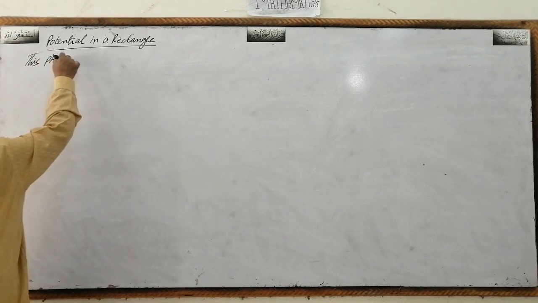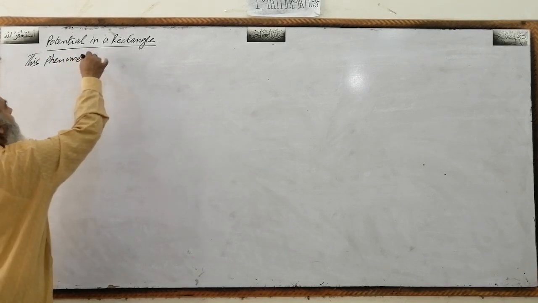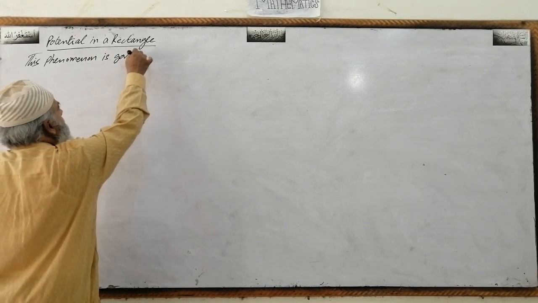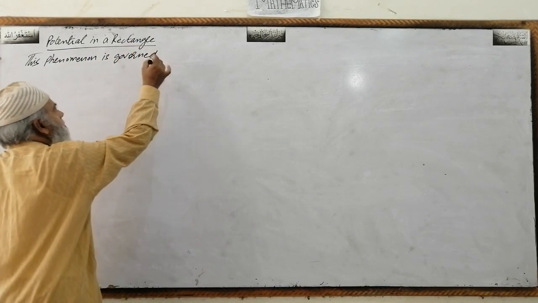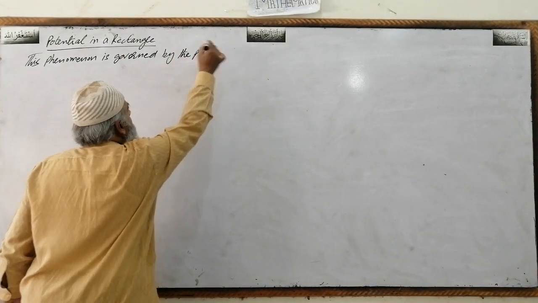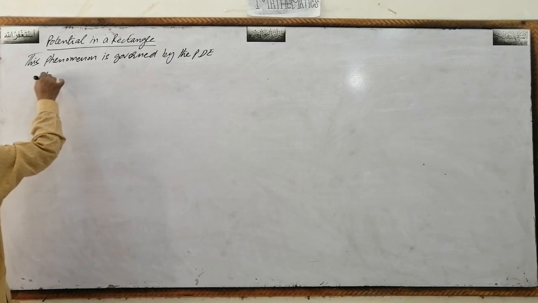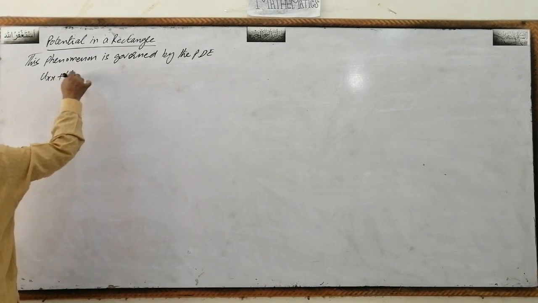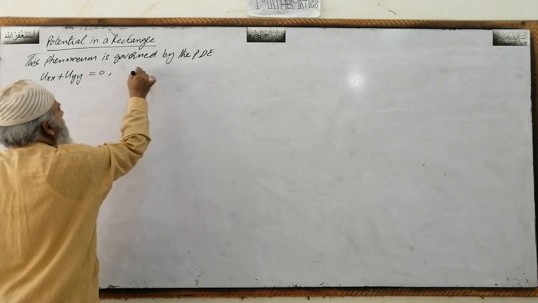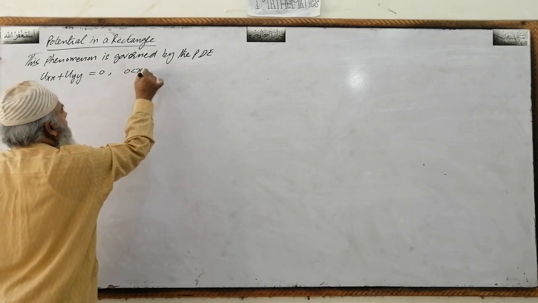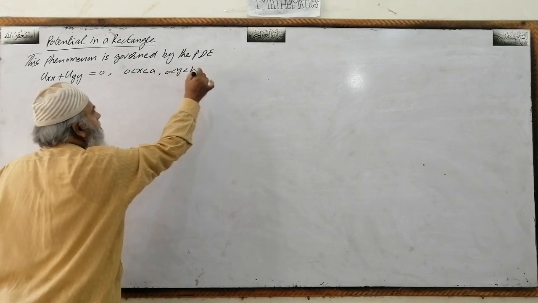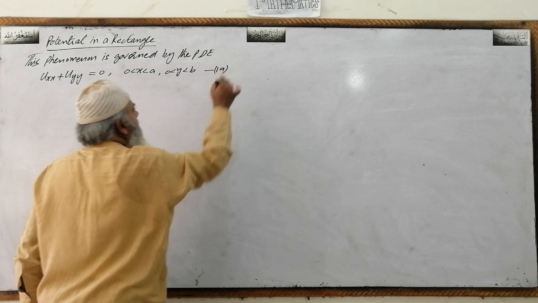This phenomenon is governed by the PDE u double x plus u double y is equal to 0, where x lies between 0 and a and y lies between 0 and b. We label it as equation 1a.